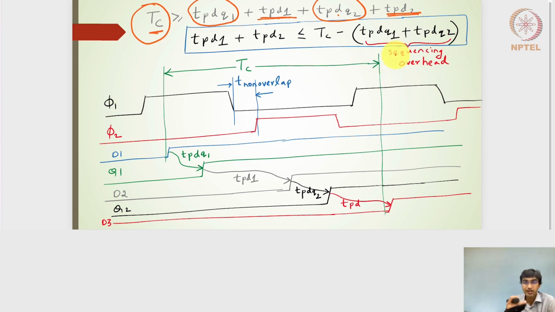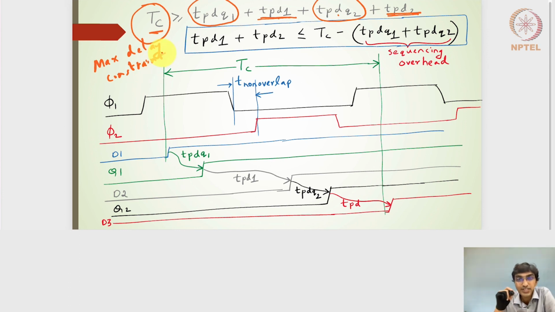That's why it is called a sequencing overhead. If we use sequential elements to time the outputs of the combinatorial circuit, then there will be an overhead, and in this particular latch design, the overhead comes in the form of TPDQ1 and TPDQ2. That's why it is called a sequencing overhead, right? Hope this is clear to everyone. So this will be my maximum delay constraint. The maximum delay constraint for the phase latches, so let me complete this writing, maximum delay constraint.